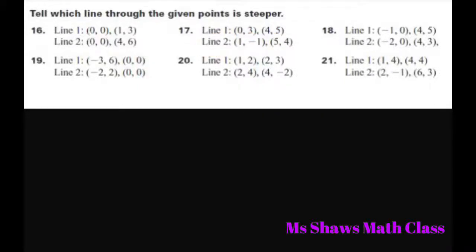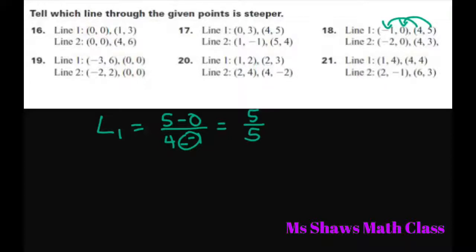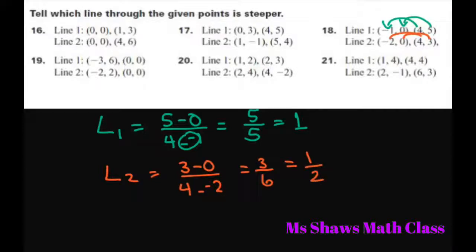And 18, we have line 1. So we're doing 5 minus 0, 4 minus a negative 1. So that gives me 5, 2 negatives make a positive, over 5. That gives me 1. And line 2, that's going to be 3 minus 0, 4 minus a negative 2. That gives me 3 divided by 6, which is 1/2. 1 is bigger than 1/2, so line 1 is steeper.